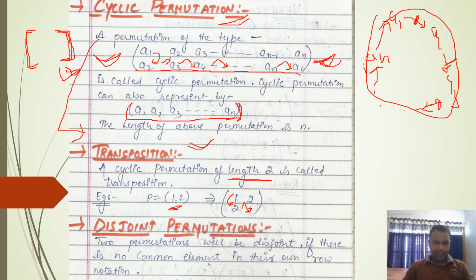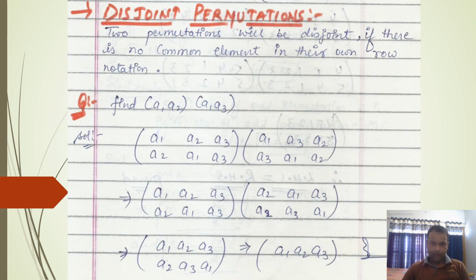Now the next definition is disjoint permutations. If two permutations have no common elements, then they are known as disjoint permutations. To better understand disjoint permutations, let us look at this example. Here we are discussing three elements A1, A2, A3. It means our set A has three elements: A1, A2, and A3. Now we want to write the permutations. Permutations means all possible combinations.